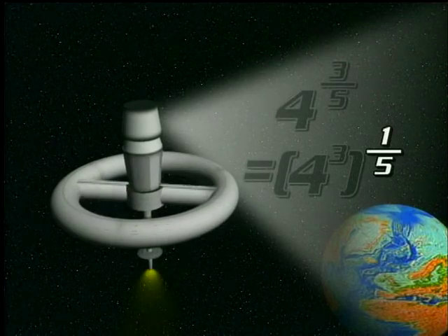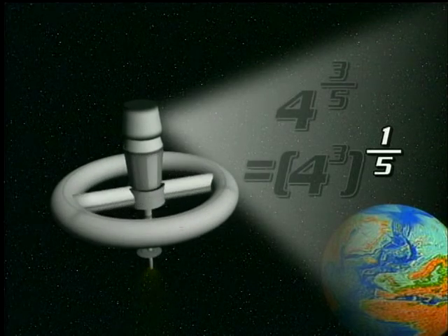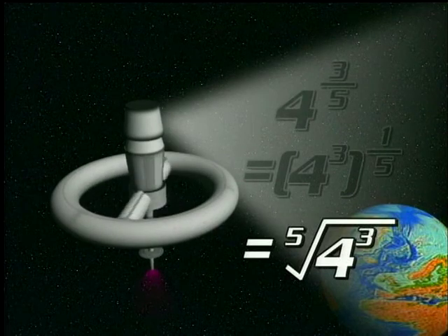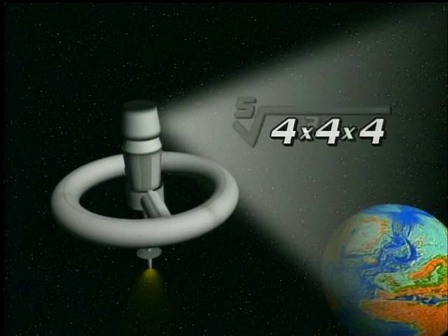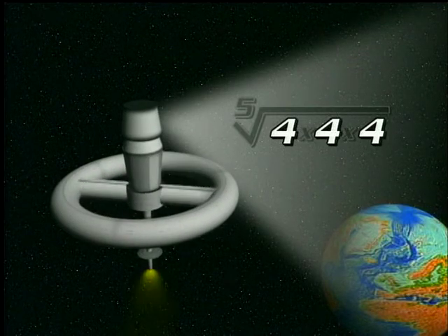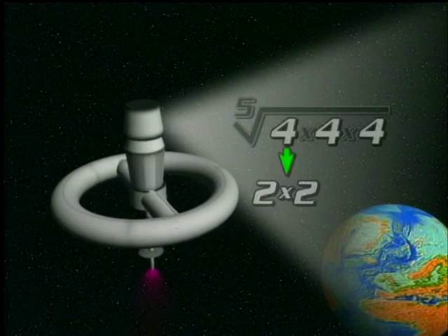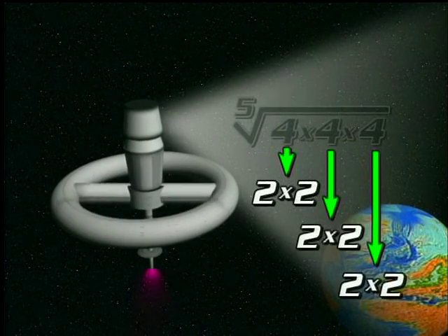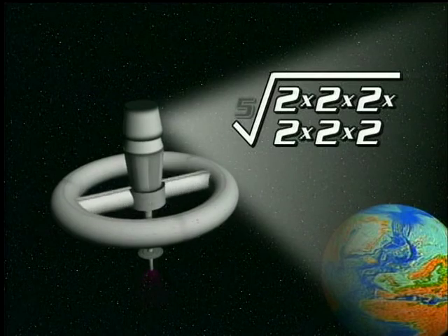Remember how we learned to use the fraction 1/5 to take the 5th root? So, we do that here and take the 5th root of 4 cubed. But our answer can still be simplified. See how we've got 3 4's under the radical? Well, we know 4 can be broken down into 2 times 2, so let's do that. When we break our 4's down, we've got 6 2's under the radical.